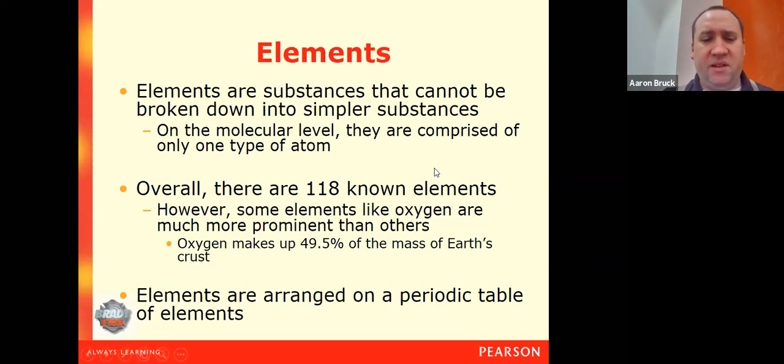And we arrange the elements on the periodic table of elements. More about that periodic table in a later chapter.